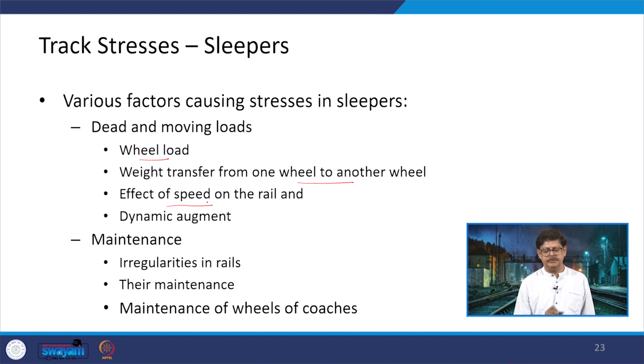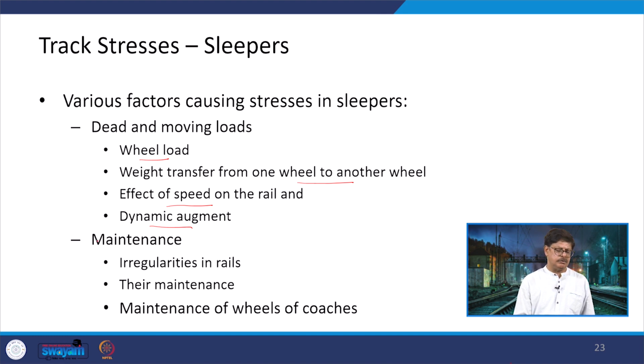The effect of the speed, what does it do? It basically augments the static weight which is there, so it will be increasing that by a certain factor. We have talked about the Talbot factor there. Then dynamic augment due to many other reasons can also be there, depending on what type of locomotive is being used. We talked about, in the case of steam, there was a hammer blow condition, and those things were also augmenting it.